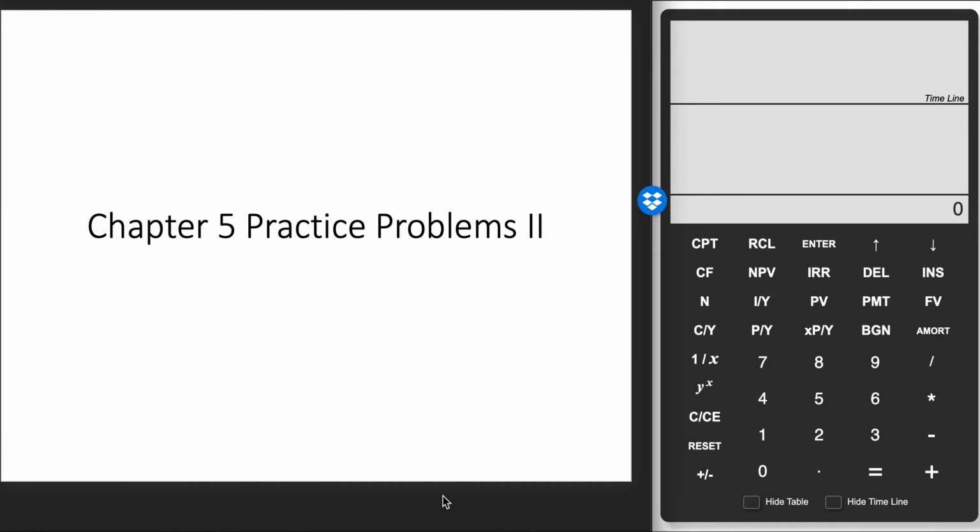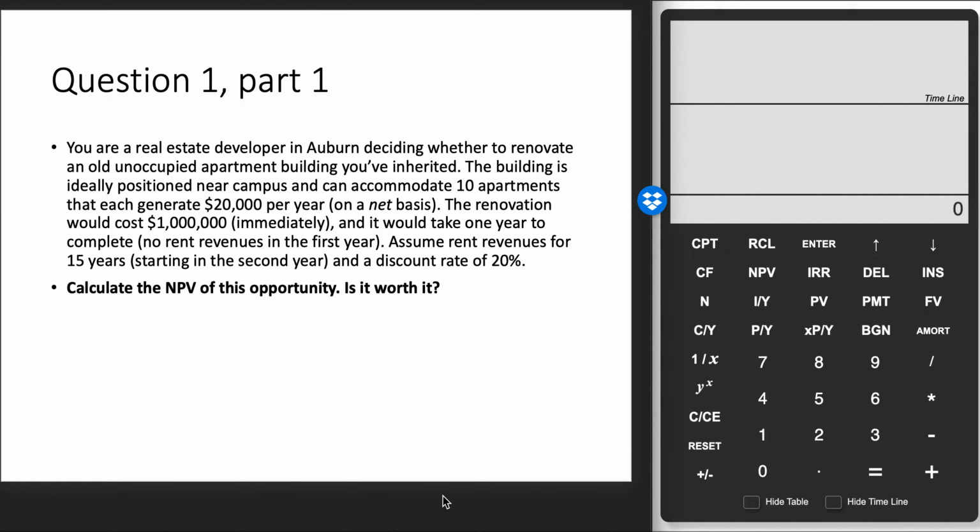All right, so the first question is, you are a real estate developer in Auburn, and you're deciding whether or not to renovate an old unoccupied apartment building that you have inherited or you already own, right? The building is ideally positioned near campus so students can use it, and you can accommodate 10 apartments that each generate $20,000 per year on a net basis. So think net cash inflows. The renovation would cost $1 million that you would need to pay right now.